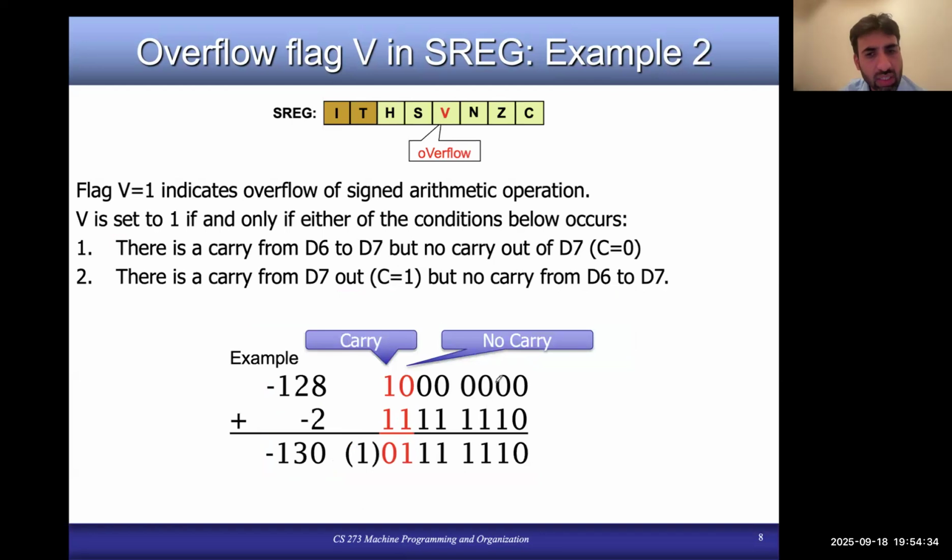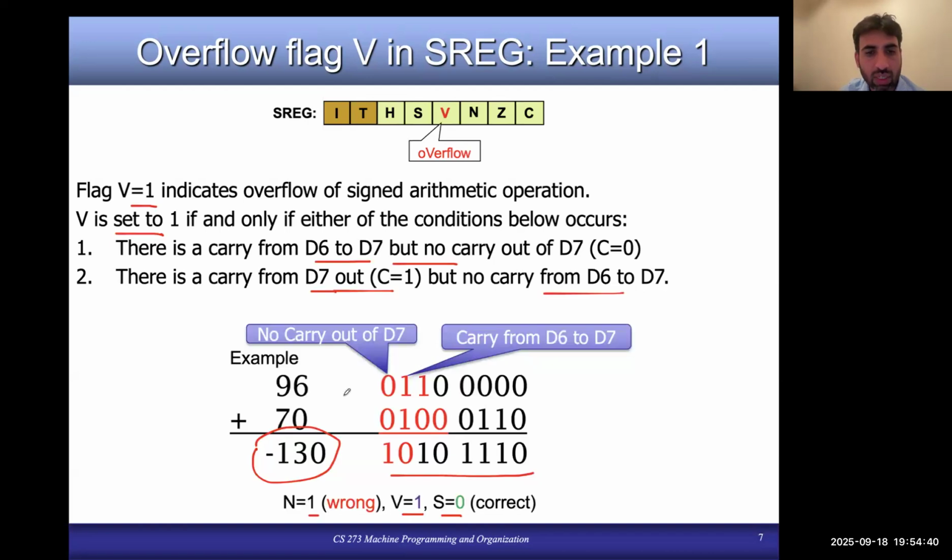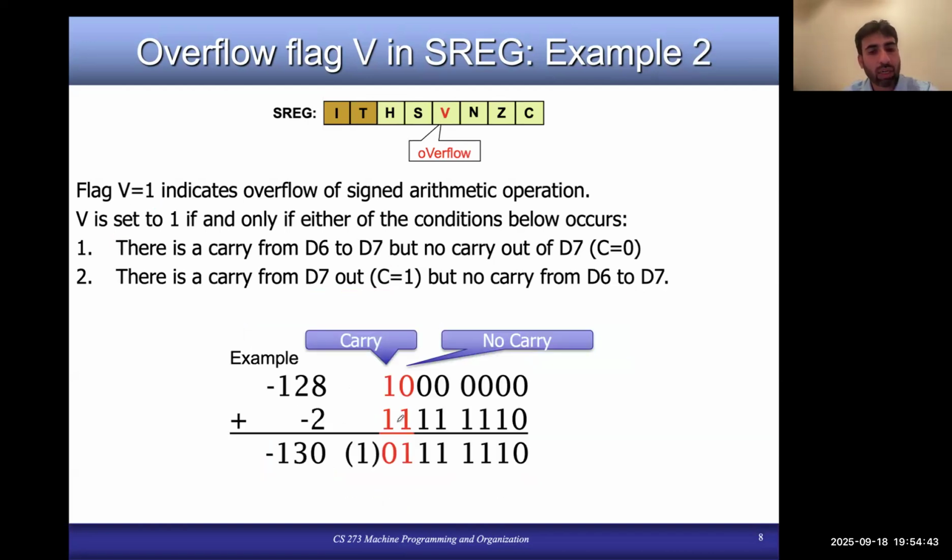Another example, everything is the same; we simply change the data. Instead of adding 96 and 70, we are adding minus 128 and minus 2. In this case, there is no carry from D6 into D7, but there is a carry out from D7. So one of these conditions is true, this second one, and there will be an overflow. So we cannot trust the n flag, but we need to look at the S flag, which is telling us that the result is negative.